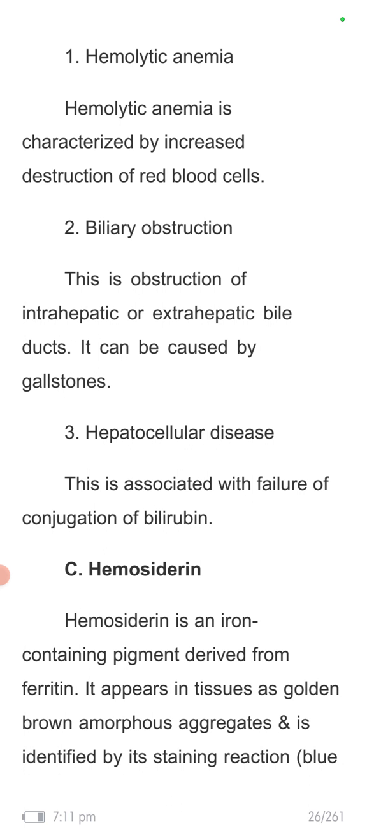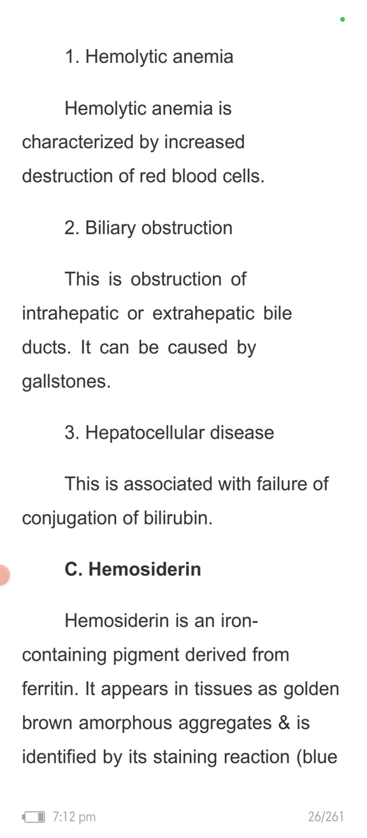The first one is hemolytic anemia. This is characterized by the increased destruction of the red blood cell. Biliary obstruction. This is the obstruction of the intrahepatic or the extrahepatic bile ducts. It can be caused by gallstone. Hepatocellular disease. This is associated with failure of conjugation of bilirubin.